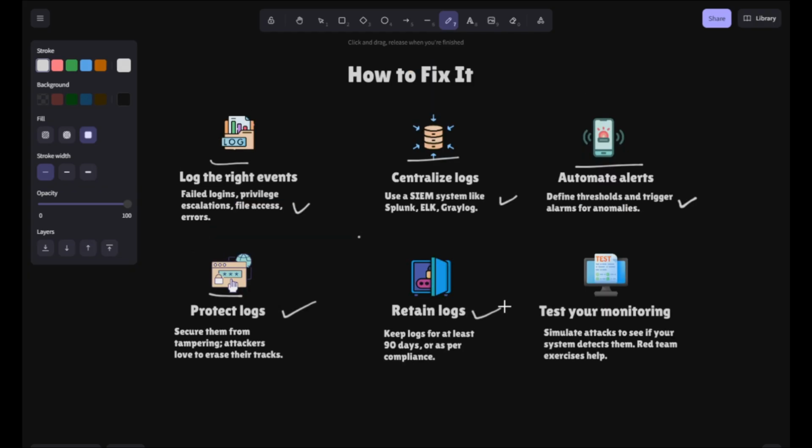5. Retain logs. Keep logs for at least 90 days or as per compliance. 6. Test your monitoring. Simulate attacks to see if your system detects them. Red team exercises help. These aren't just best practices, they're essential to detect intrusions before they become massive breaches.